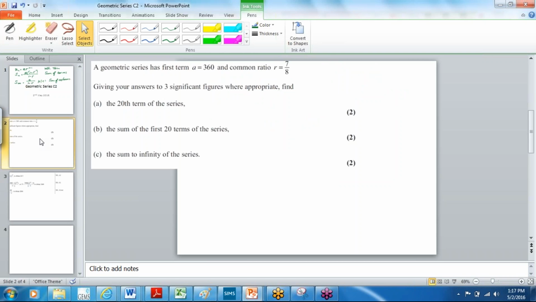Now I have to get my calculator out of my bag. Right, so get the calculator ready. Hopefully it lasts, because my batteries are getting flat. Make sure you put good batteries in your calculator before you go into the exam.